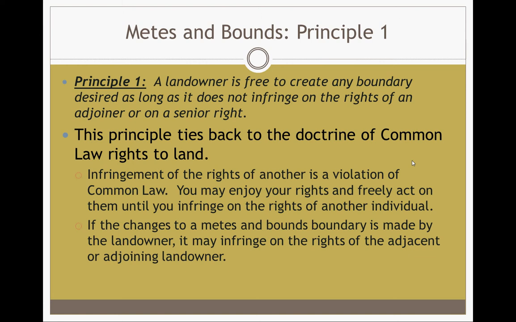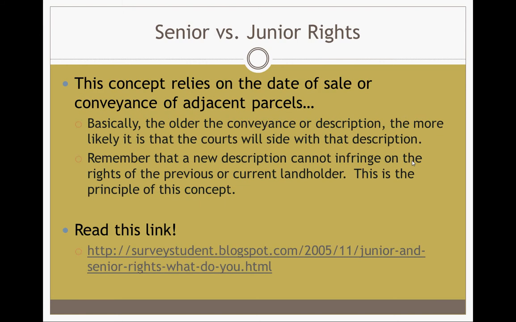If changes to a meets and bounds boundary are made by the landowner, it may infringe on the rights of the adjacent or adjoining landowner. So, if the landowner gets out there and says, well, I think it ought to be moved this way just a little bit using meets and bounds, that could infringe on the rights of an adjoining landowner, and we don't want that kind of infringement. That's where the surveyor comes in, and we have to really investigate and look at evidence of what's going on with the land before we proceed.